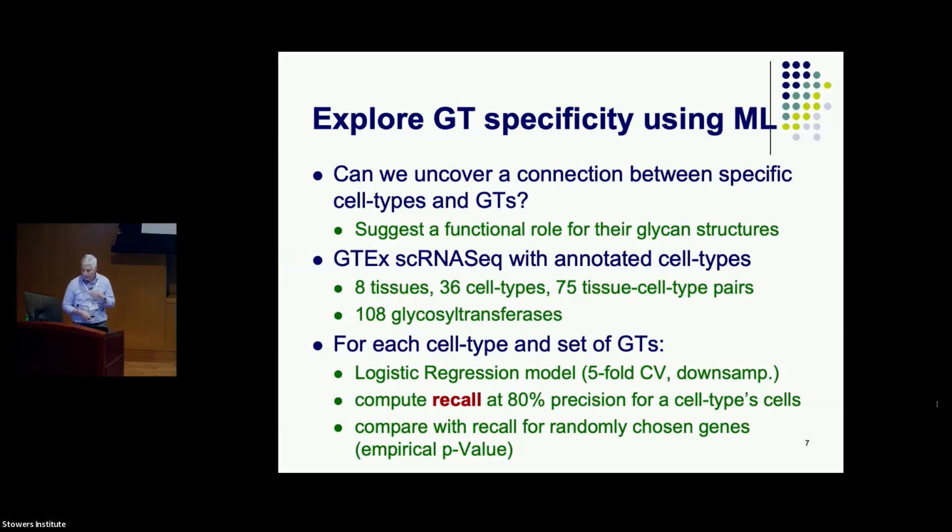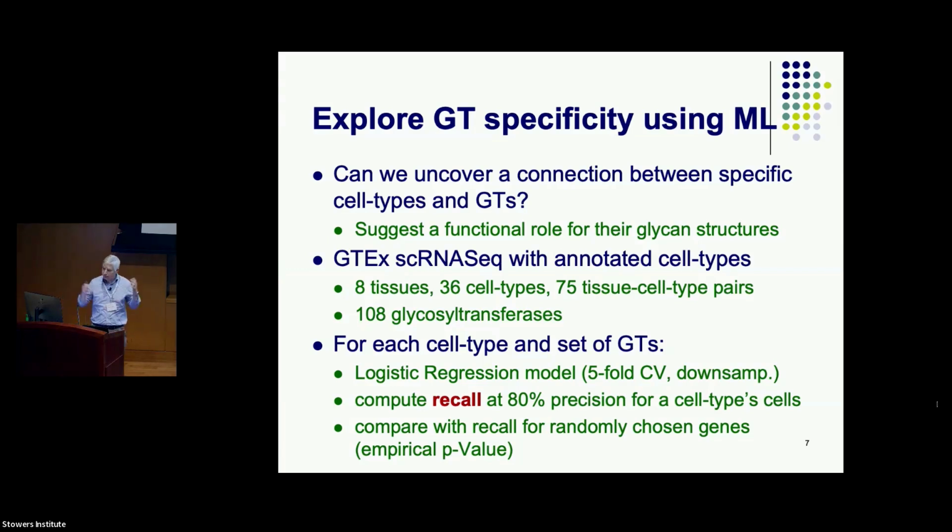So here I'm using the GTEx single-cell RNA-seq data, which has 8 tissues, 36 cell types, and 75 different tissue cell type pairs. We have 108 glycosyltransferases from the Glycan sandbox, which I maintain. And then for each of those pairings of glycosyltransferases and cell types, I'm going to build a simple logistic regression model and see whether it does a good job of picking out the cell type that it's supposed to be interested in.